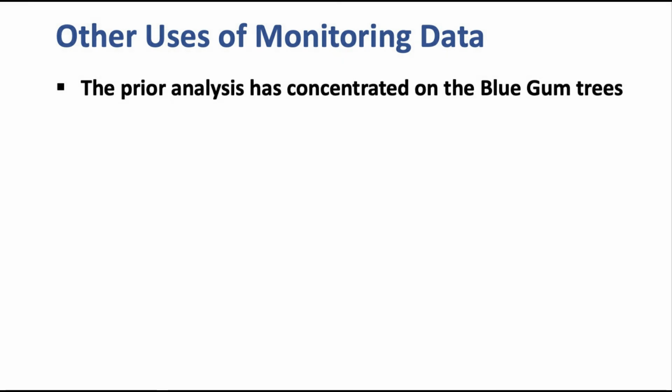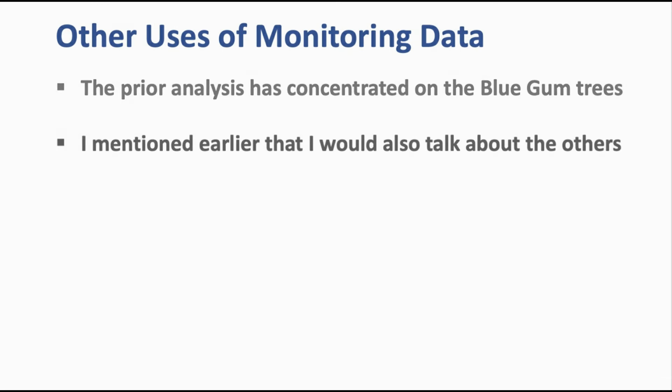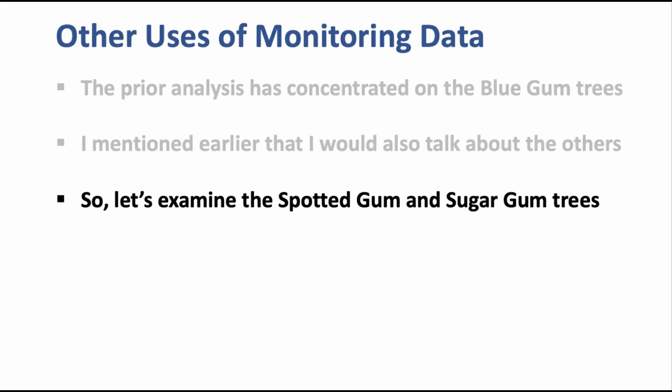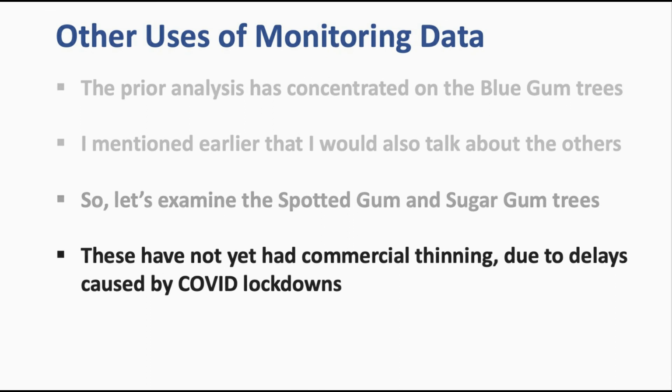Previous analysis has concentrated on the bluecomb trees at Canberra, but I mentioned earlier that I'd also talk about the other trees, the spotted gums and the sugar gums, which are at an earlier stage. These trees have not yet had commercial thinning, although they have had a thinning to waste early, but they haven't had commercial thinning due to delays caused by COVID lockdowns.